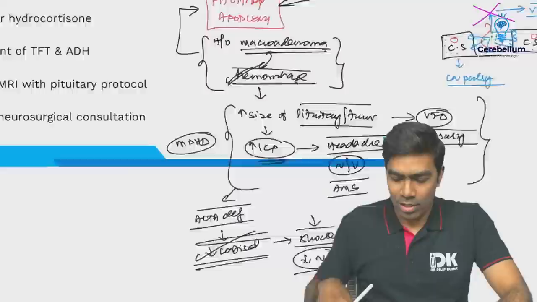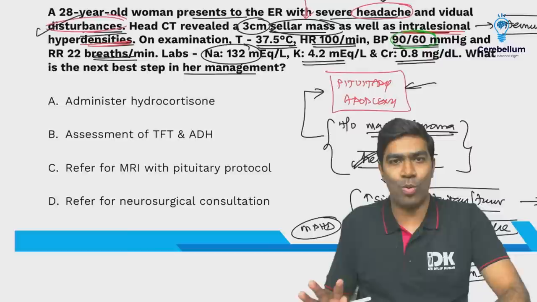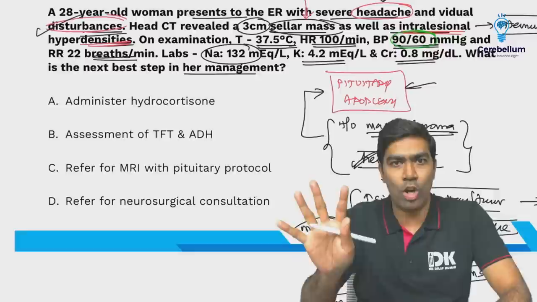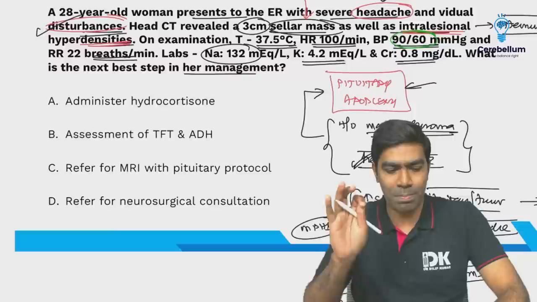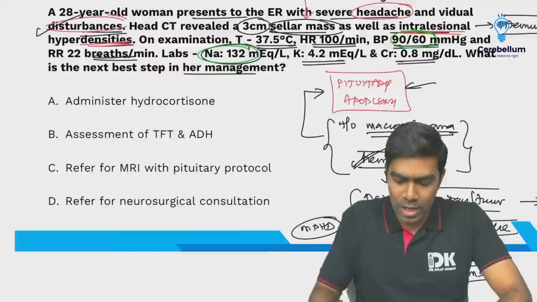This patient is having hypotension, 90-60. In emergency, 90-60 is always low. If I see that in the OPD, with the patient sitting in front of me talking well, 90-60, I won't bother. But if the patient is in emergency, 90-60 is low. It's a pre-shock state. Then, low sodium, hyponatremia, clear.